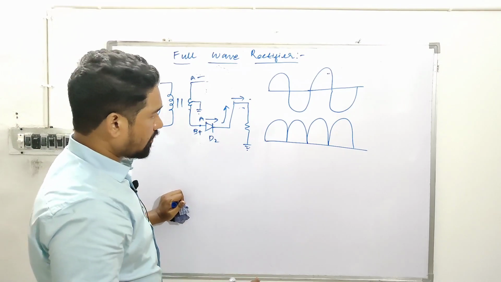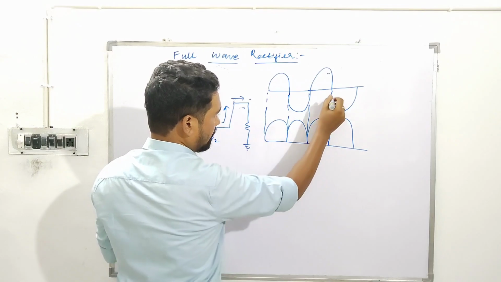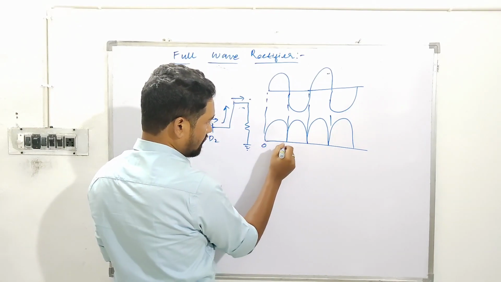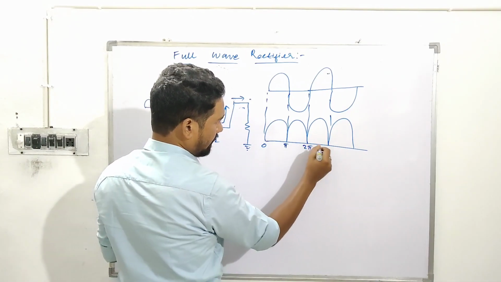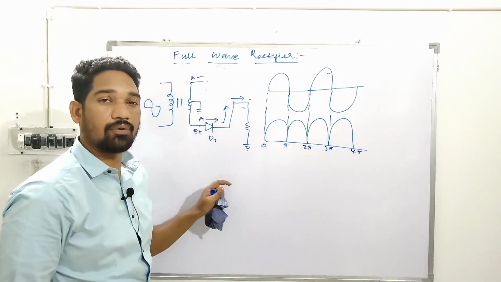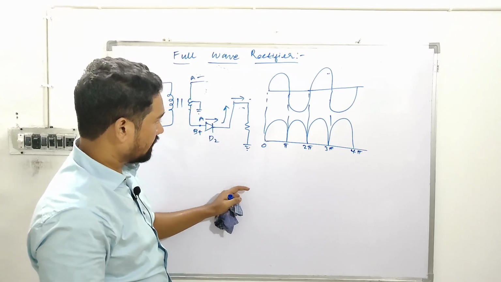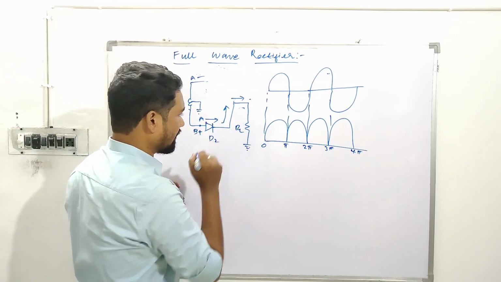Right, for the derivation purpose, guys, one thing to be clear over here. What is it? It's 0, pi, 2 pi, 3 pi, and 4 pi for the output load current and load voltage. The output voltage and load current. Alright, so this will be the load resistance RL.